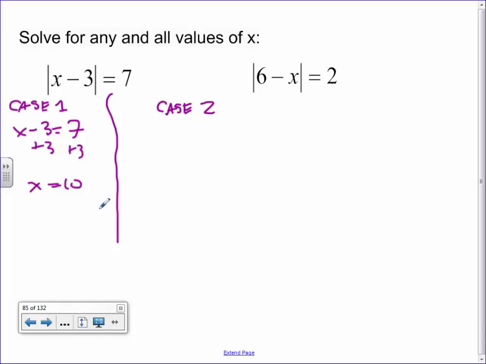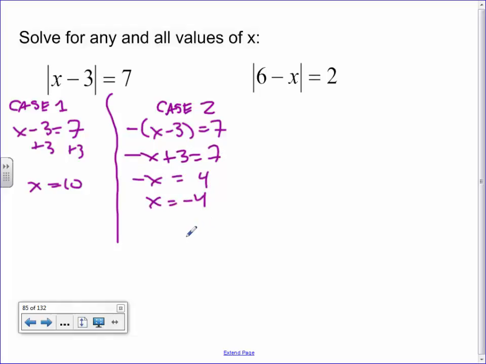Does 10 for x make sense? Oh, yeah. 10 minus 3 would give you 7. If you take the absolute value of 7, it would be 7. We have to do case 2 as well. Here's how I would write out case 2. Negative x minus 3 equals 7. So I've thrown in the extra negative. If it was negative, the double negative makes it positive. And now to solve this: negative x plus 3 equals 7. Negative x would equal 4, so x would be negative 4.